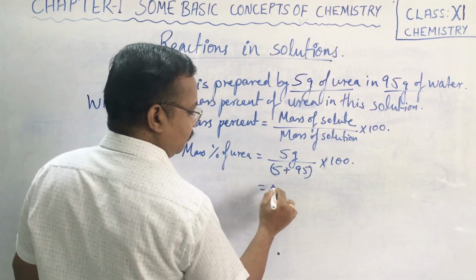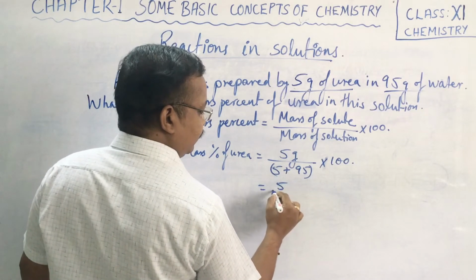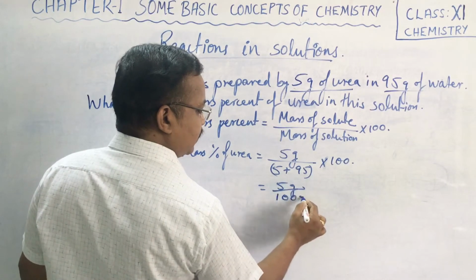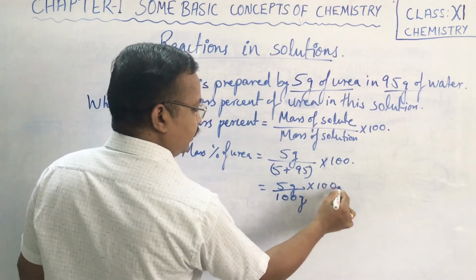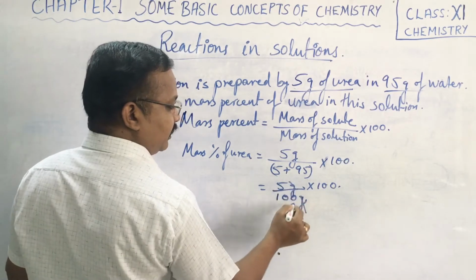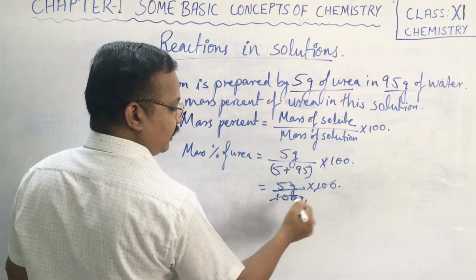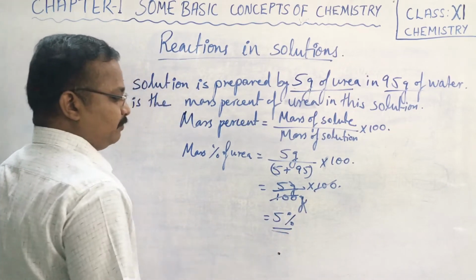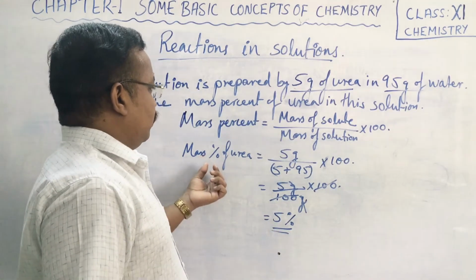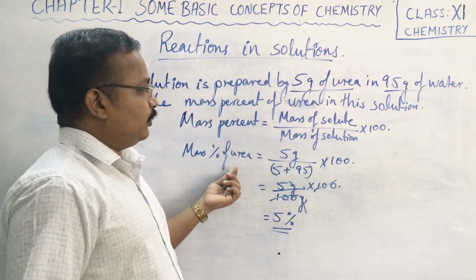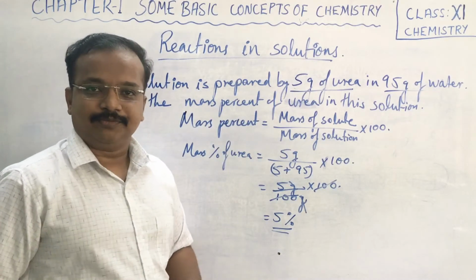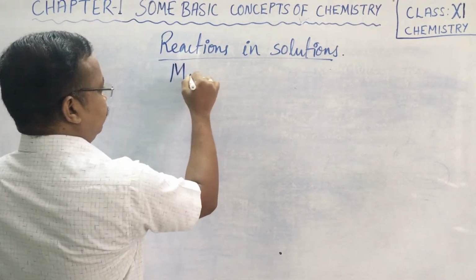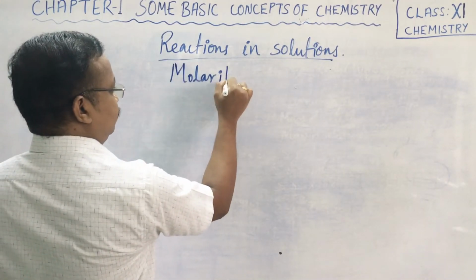Correct? This will be 5 gram divided by 95 plus 5 is 100 gram, into 100. Here gram and gram will cancel, 100 and 100 will cancel. How much will you get? 5%. Okay. So 5% is the mass percentage of urea present in the solution. Clear? Children, next we have another term, molarity.